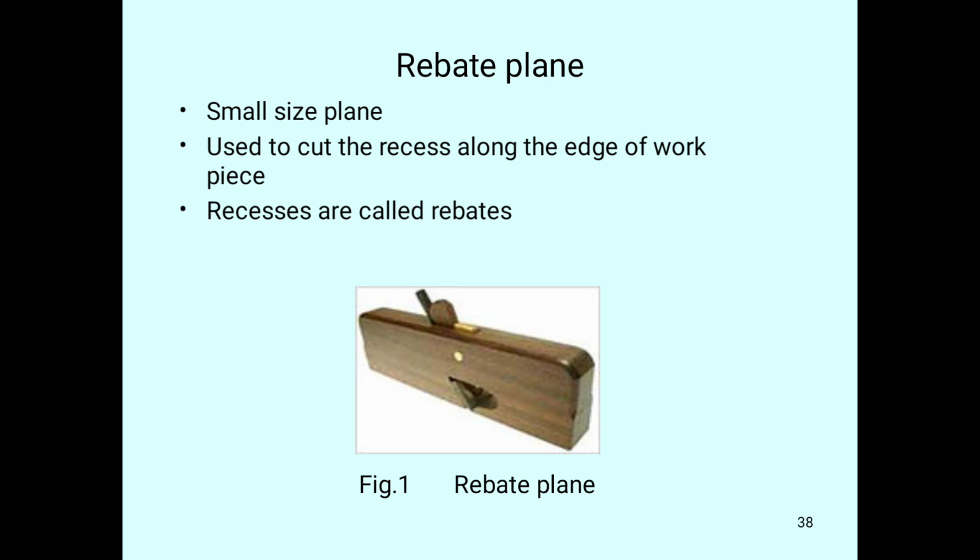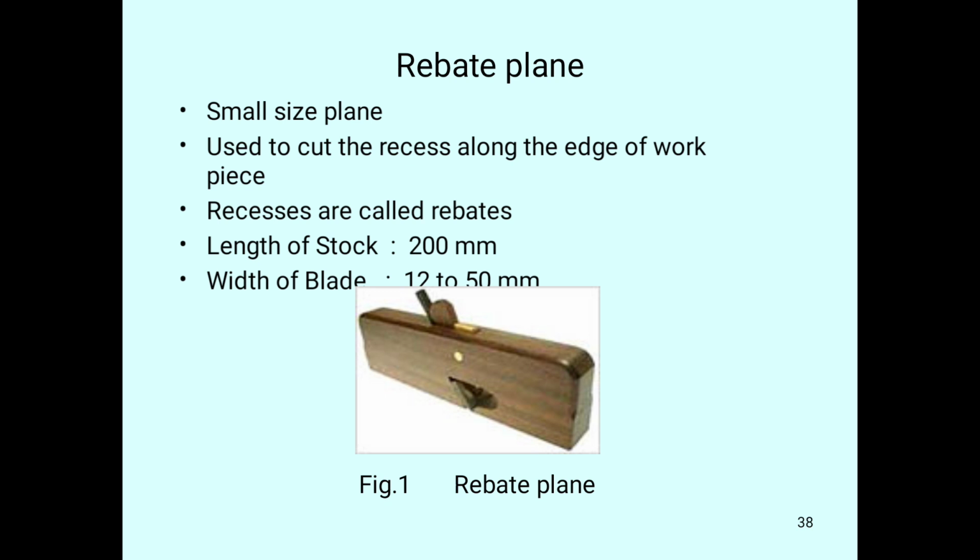Next, recesses are called rebates. These are nothing but rebates, that's why you can call it a rebate plane. The length of the stock of this rebate plane is about 200 mm. Next, the width of the blade used in the rebate plane is about 12 mm to 50 mm.